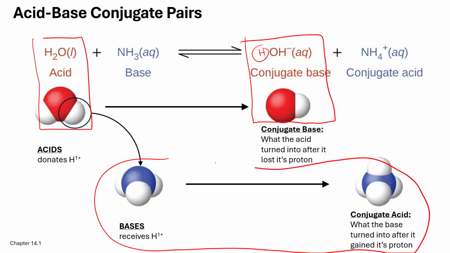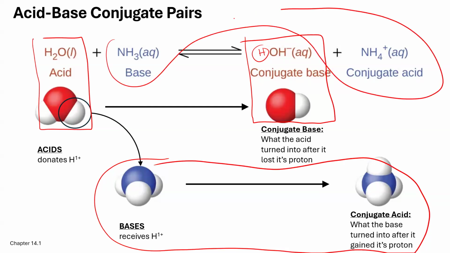You can see the only difference between the conjugate pairs is a hydrogen. This is NH3; it picked up the hydrogen, and it's NH4+. An acid will turn into the conjugate base after it's lost its hydrogen, and a base will turn into the conjugate acid after it picked up a hydrogen. So these are called acid-base conjugate pairs.